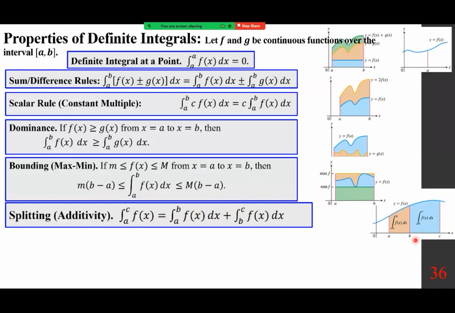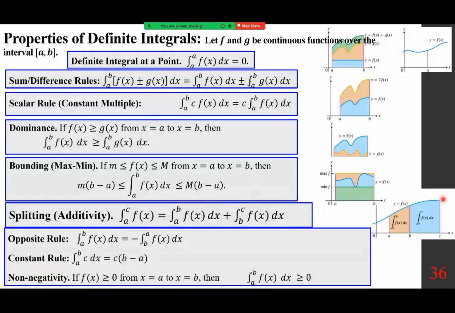So the integral from A to B plus B to C is the same as A to C in one shot. If you're dealing with A to B, it's the same as minus the integral of B to A of f of x dx. This is the opposite rule. As I say, if it's just a constant, you multiply by B minus A, because when you anti-differentiate this, it becomes Cx, and you plug in B and A.